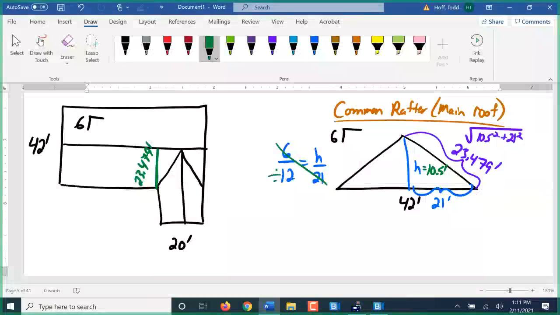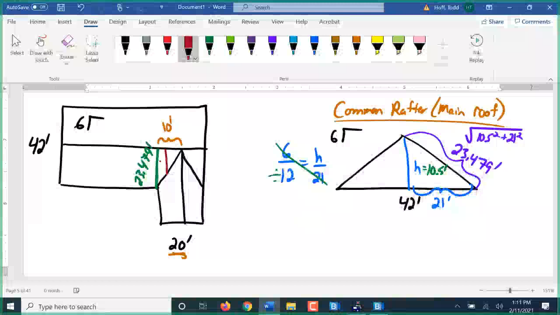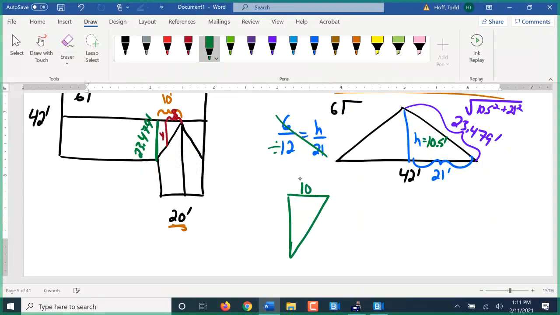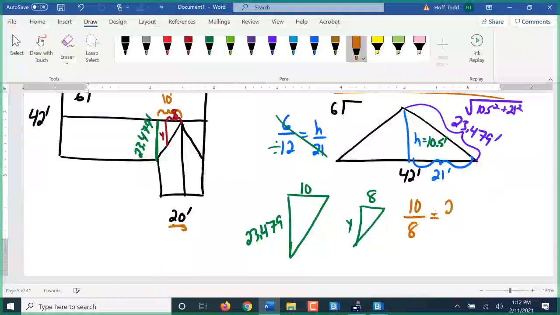Once again, we actually have enough information to find the decrease there. We know this has to be half of this other span, so that's 10 feet. So the next one here, we'll call that y, has to be at 8 feet. I'm just going to draw those over here. I have 10, 23.479, 8, and y. 10 goes to 8, this 23.479 goes to y.